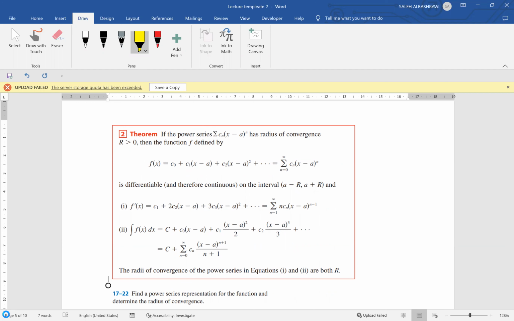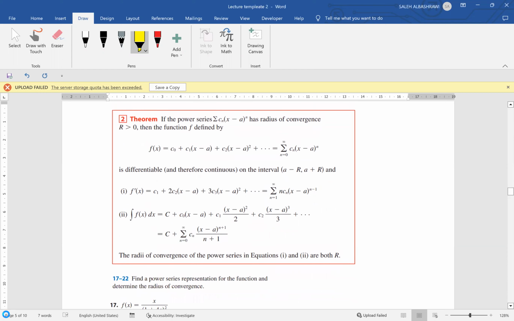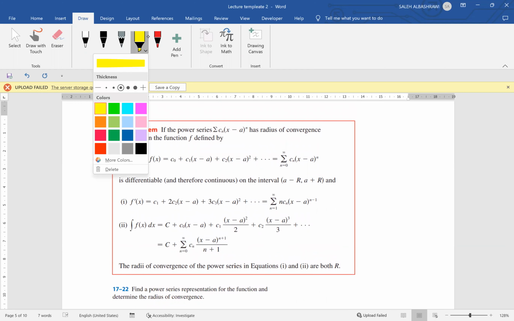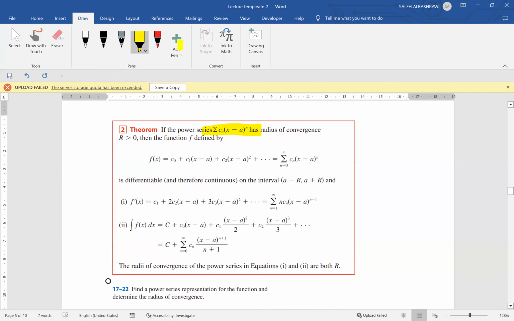Starting with this theorem, it says that if the power series sigma c sub n times (x minus a) to the power n has a radius of convergence R greater than 0, then the function f defined by the power series, f of x equal to sigma of c_n times (x minus a)^n, is differentiable. Differentiable means that we can differentiate the function.